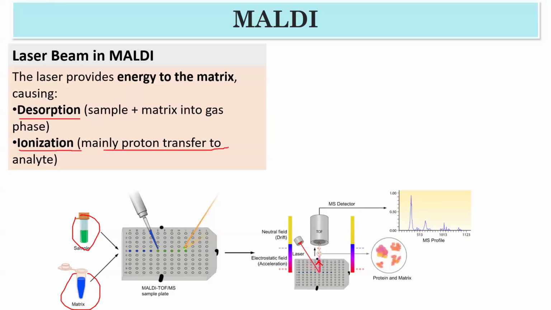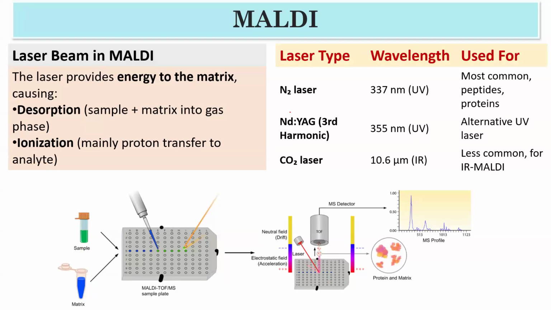So, mainly proton transfer to analyte. I will talk about that. Okay, so you can use different kinds of matrix, it depends on your matrix. There is a variety of matrices based on aromatic molecules that you can buy. I will talk about that also. You can buy them and you can use them for this MALDI.